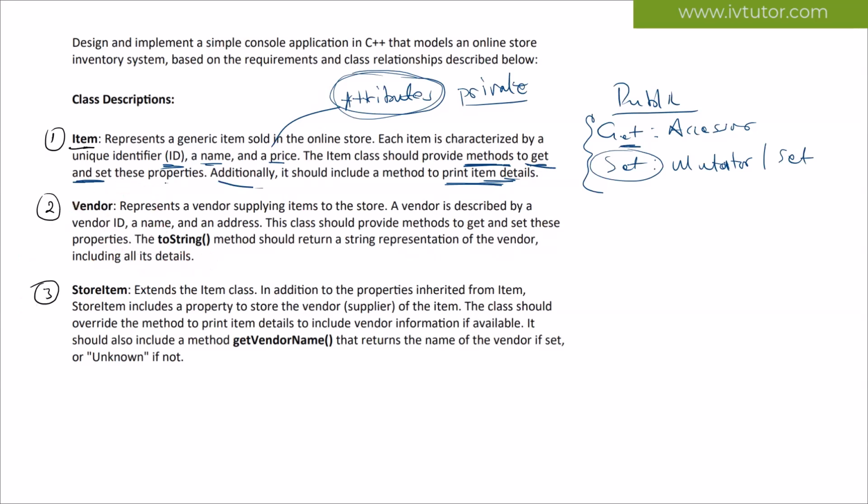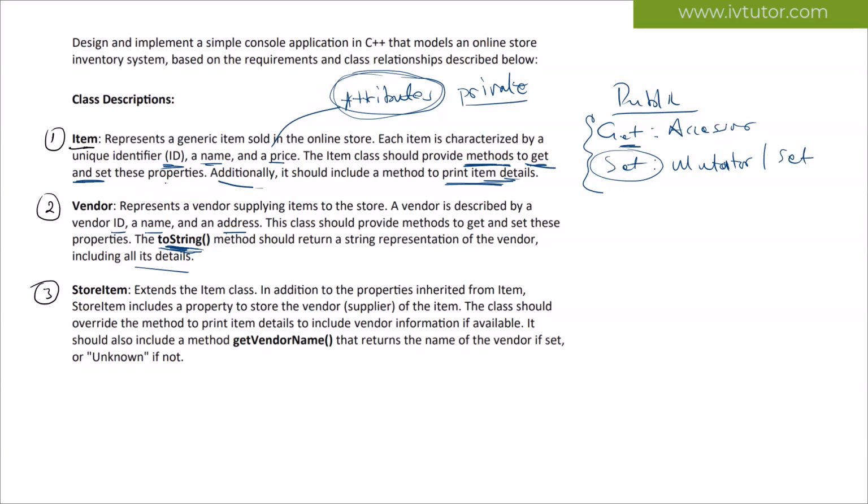Everything else about vendor here is exactly the same as about item. The only new thing about a vendor is this toString function, which they said should return a string representation of all its details. So what this function does is it simply returns a string that says, here's the ID, that's the name, that's an address, but as a string.